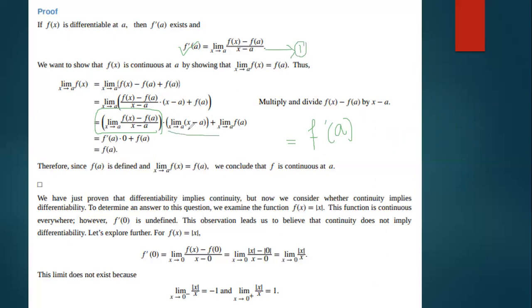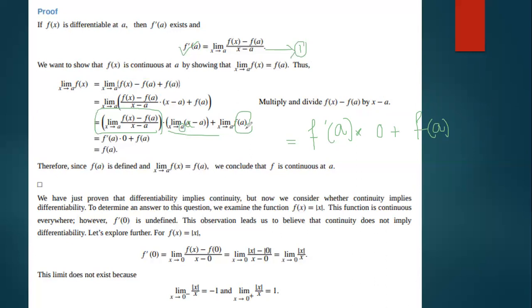Now for the second term, when I apply a here, a minus a, the value is 0. Then plus, applying the limit as x approaches a to f of x, what will be the value? f of a.